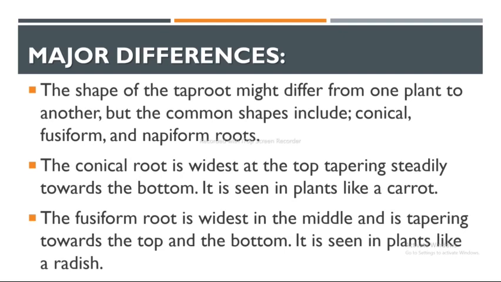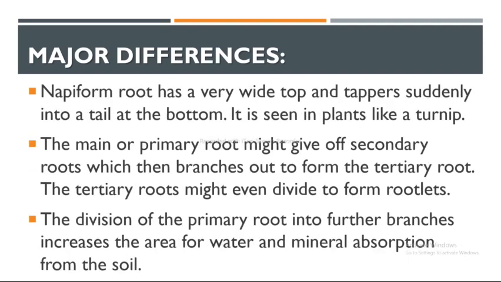The shape of the taproot might differ from one plant to another, but the common shapes include the conical, fusiform, and napiform roots. The conical root is the widest at the top, tapering steadily towards the bottom. It is seen in plants like the carrot. The fusiform root is the widest in the middle and tapers towards the top and the bottom. It is seen in plants like the radish. Napiform root has a very wide top and tapers steadily into a tail at the bottom. It is seen in plants like the turnip.